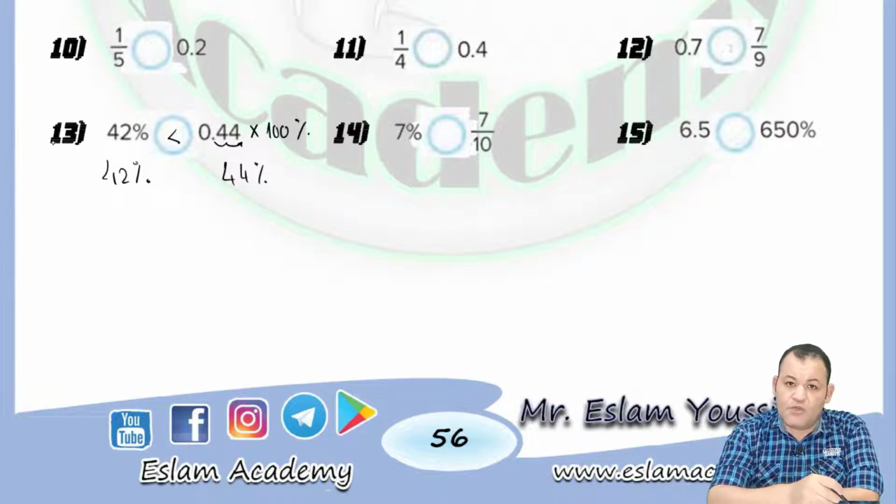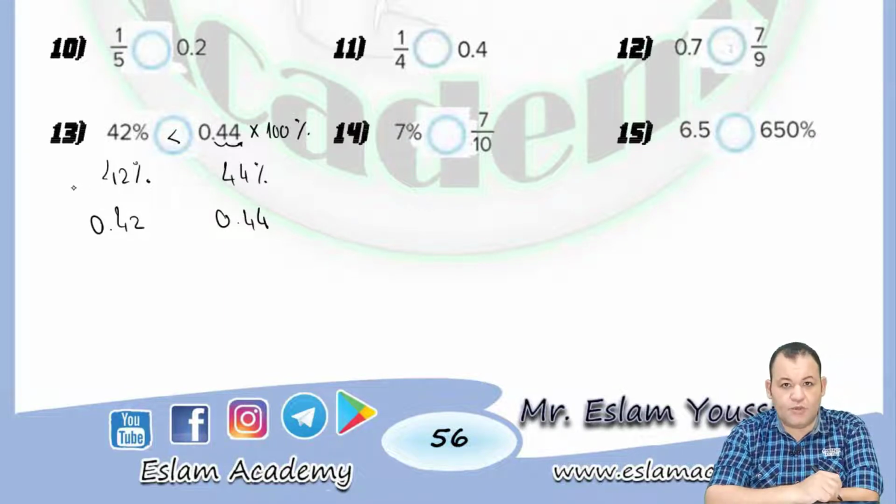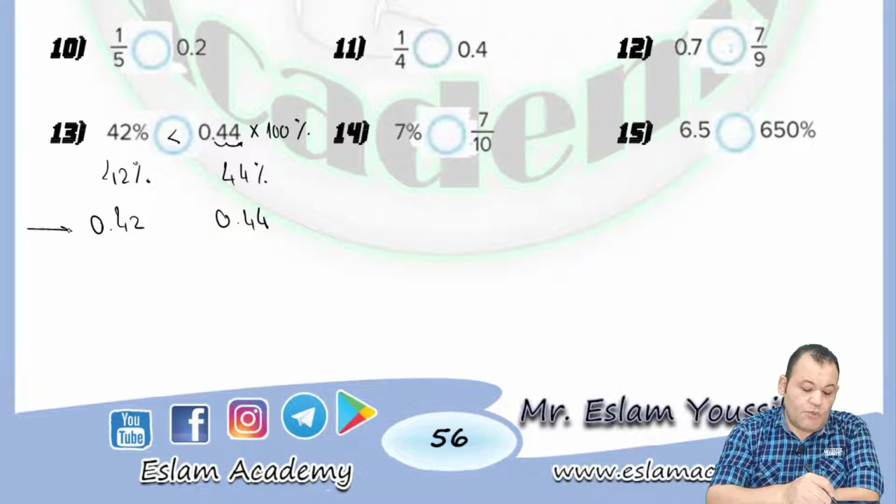If you convert both of them to decimals, you will find the same answer. You will find that 0.42 and 0.44, and 0.44 is greater than 0.42. That's if you write both of them as decimals or both of them as percents.